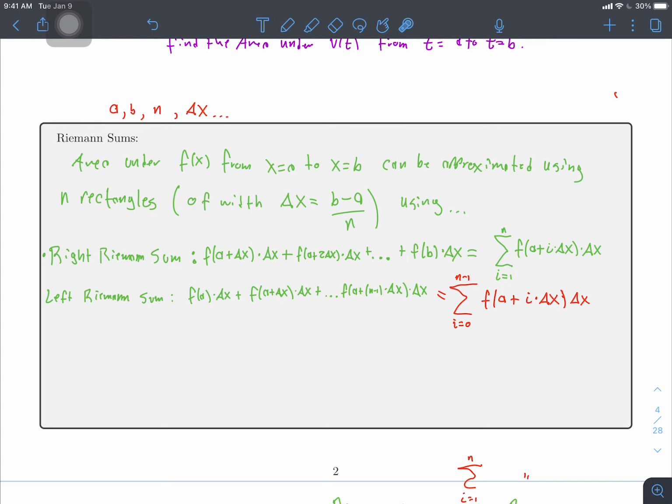I just want to remind everyone also that this is an approximation, right? This is not going to give us the true area under f of x. This is going to give us an approximation of the area under f of x. But we do know that when we use lots and lots of rectangles, i.e. when n is really, really big, then the area is going to be pretty close. In fact, it's going to be as close as we want. That was Riemann's big discovery.